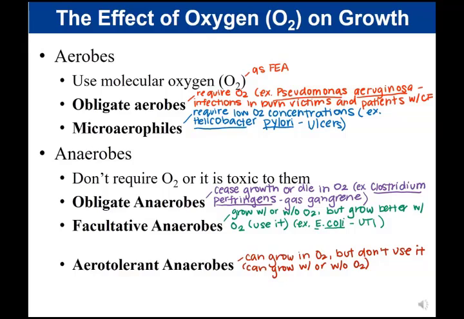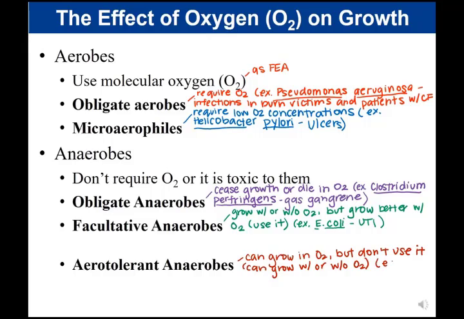Both of those two categories can grow with or without oxygen. The difference between them, however, is that the facultative anaerobe will use O2 if O2 is present. An aerotolerant anaerobe can grow with or without, but even if O2 is present, it's not going to use it. It's not going to use it as its final electron acceptor.